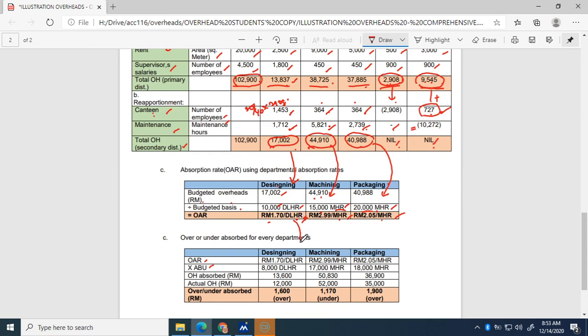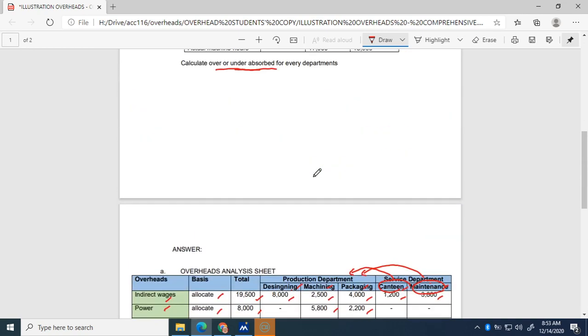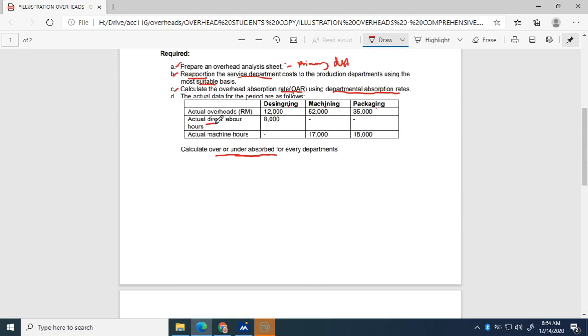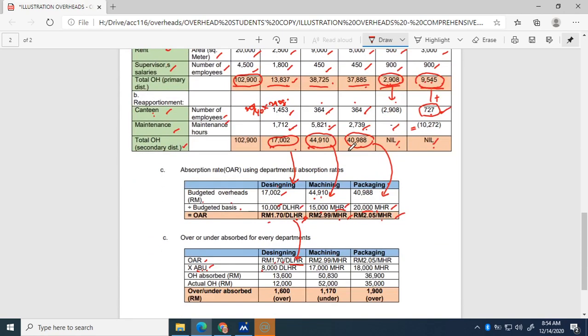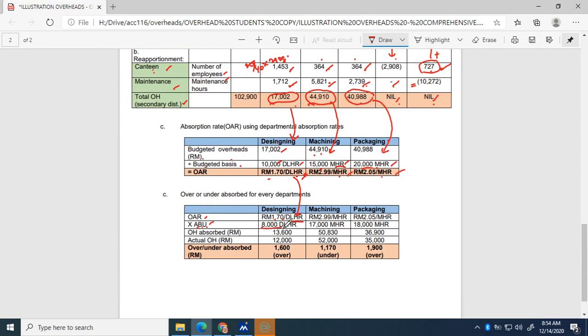The OAR for designing is 1.7 per direct labor hour. So we multiply with the actual basis unit, ABU. The basis here is direct labor hours. The actual direct labor hours for designing is 8,000. Since OAR is per labor hour, we multiply by the labor hours 8,000. So you get overhead absorbed of 13,600.